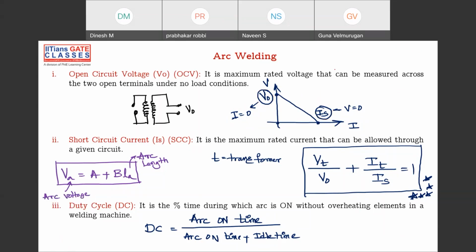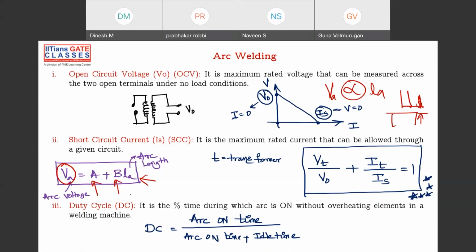And I told you in the previous slide that voltage is directly proportional to LA, right? If you remove this proportionality constant, it comes like this. That is VA, the arc voltage. Why is it called arc voltage? Because the voltage across the terminals is maintained by the distance between the electrode and the workpiece. This is LA, the arc length. That's the reason for the name arc voltage. Arc voltage is equal to, removing the proportionality constant, some y-intercept A plus slope times LA.